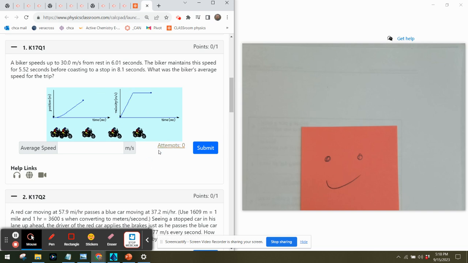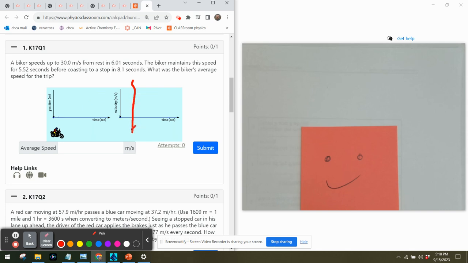it talks about a biker, and it's actually doing three things. And this is where some folks sometimes get a little messed up. There's three different things going on here. It's accelerating up to this point. It's staying at a constant velocity to this point, and then it's undergoing negative acceleration to this point.